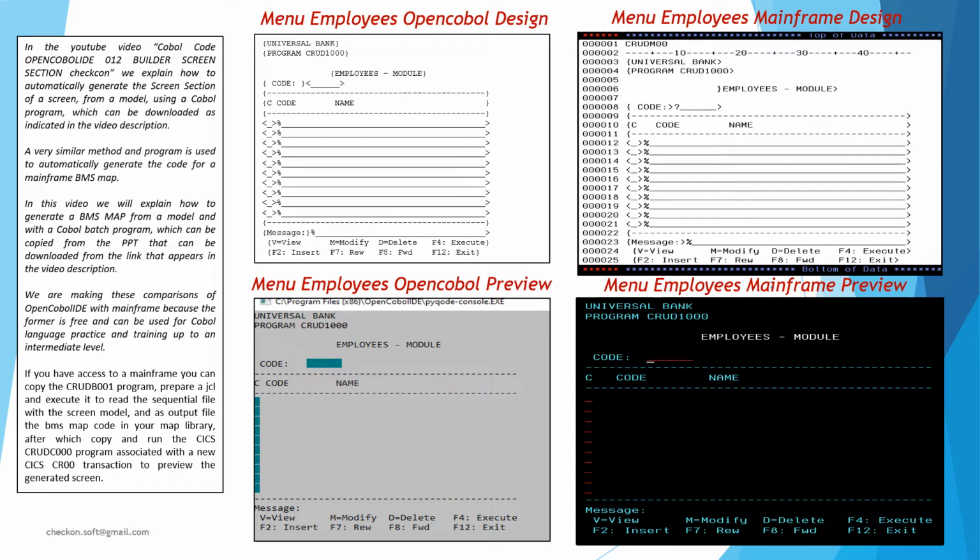If you have access to a mainframe, you can copy the CRUB001 program, prepare a JCL and execute it to read the sequential file with the screen model, and as output file the BMS map code in your map library, after which copy and run the CRUB000 program associated with a new CR00 transaction to preview the generated screen.